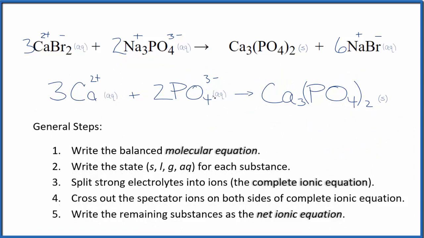You'll note that the atoms, they're all balanced. If you count them up, they're the same on both sides. And the charge is balanced too. 3 times 2 plus, that's 6 plus. 2 times 3 minus is 6 minus. So the 6 plus, 6 minus gives us a net charge of 0 in the reactants. The products, this is a neutral compound, net charge of 0.